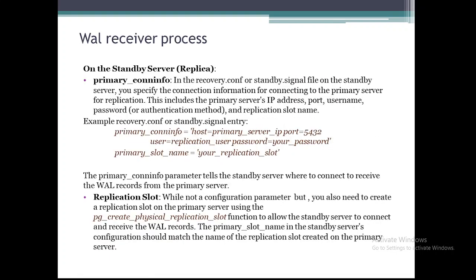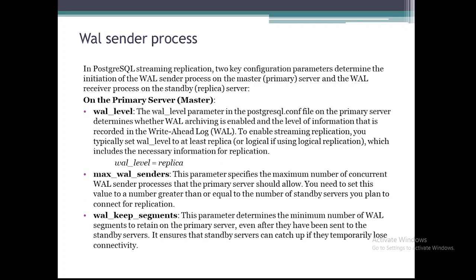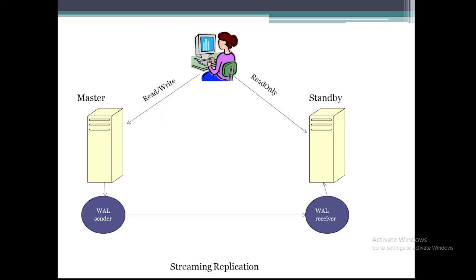So these are the WAL sender and receiver processes. In the next videos we'll be talking about the parameters for setting up streaming replication. These are the WAL sender and WAL receiver processes, and how they are initiated and activated.